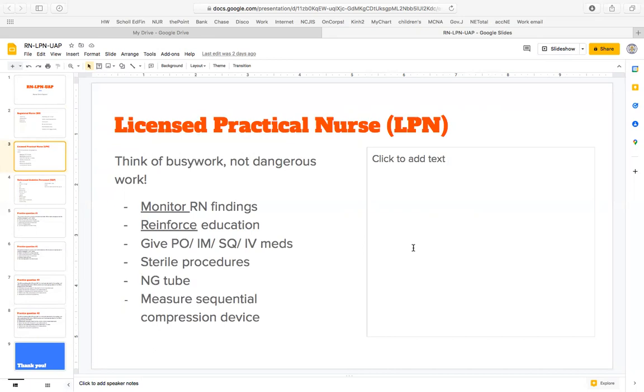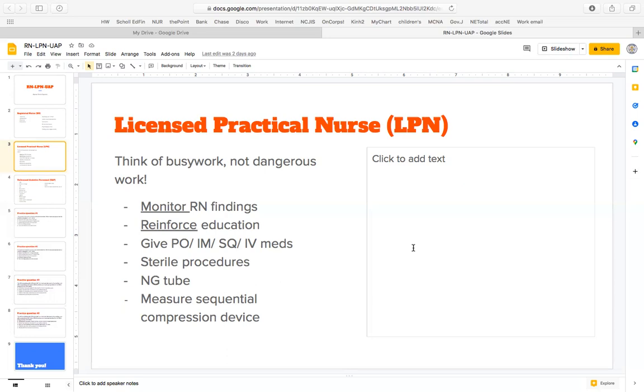Okay. The LPN can give PO, IM, SQ, and IV meds. LPN can give meds as long as it is not continuous IV meds and it doesn't require close monitoring. Now, I have some examples for you. LPN can give oral and IV pain meds. LPN can give scheduled medication. Why? Because those are just busy work and they don't require close monitoring.